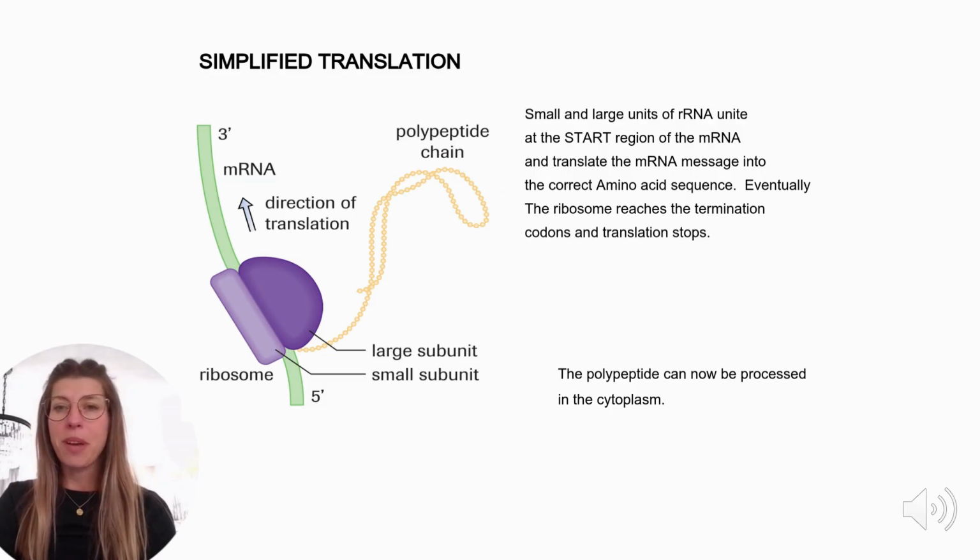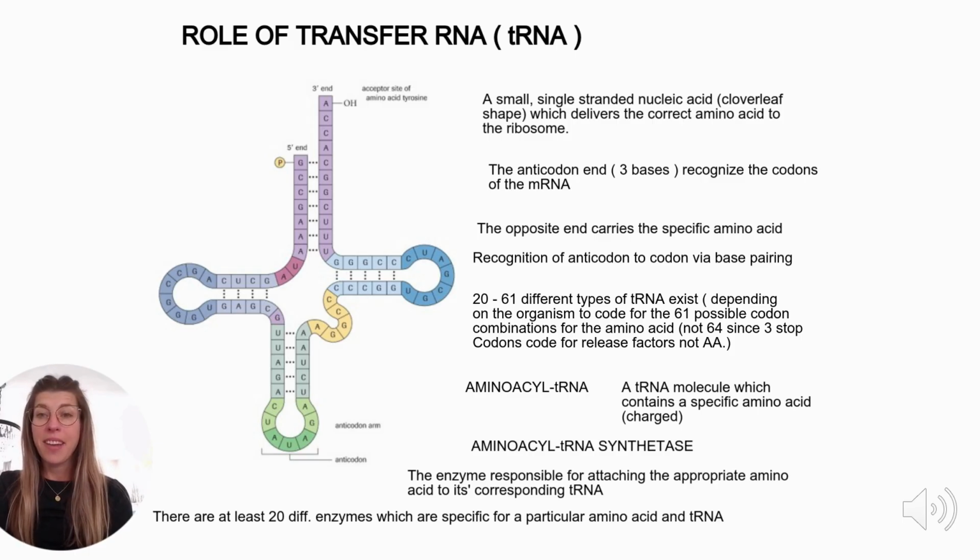And then that polypeptide can now be further processed in the cytoplasm to be folded and interact with other polypeptide chains to finally make that eventual quaternary structure of a functional protein. So we've mentioned tRNA. Let's take a closer look at the details of tRNA here.